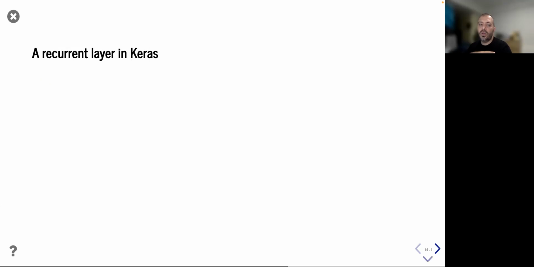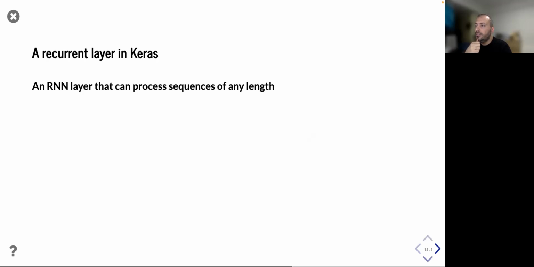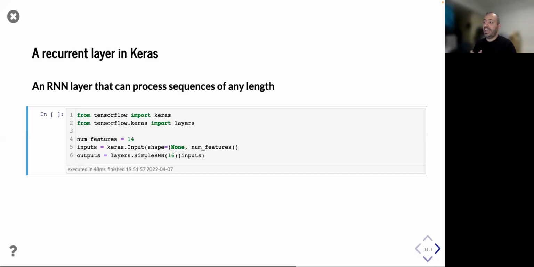Now, this would be the implementation in NumPy. Now, let's see how we can use this. So, a recurrent layer in Keras. First of all, an RNN layer can process a sequence of any length. In the previous case, we saw that in the NumPy array, it didn't matter if we had 100 steps or 50 steps, so how many time steps there are in the sample.